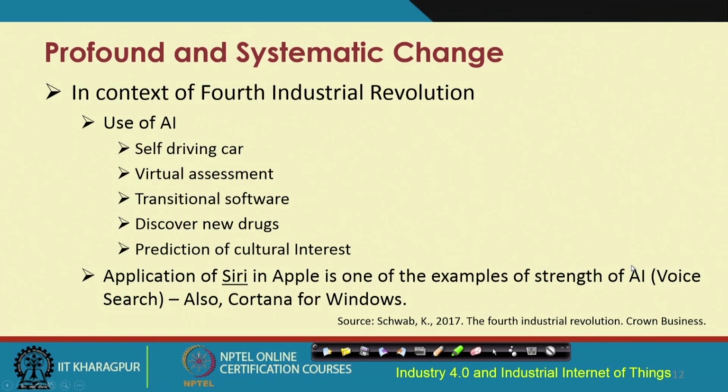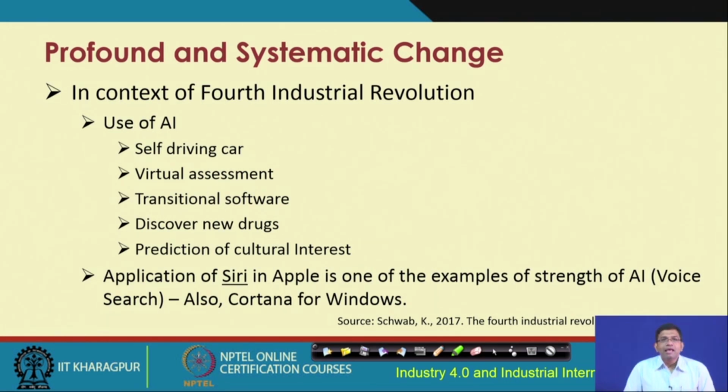So, in the context of the fourth industrial revolution, the use of AI or artificial intelligence, and in fact not only artificial intelligence but machine learning also, has made it possible to have self-driving cars, virtual assessment, transitional software, discovery of new drugs, prediction of cultural interest and many different other things have been made possible with the use of artificial intelligence.